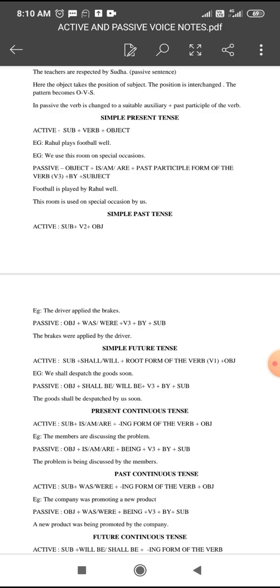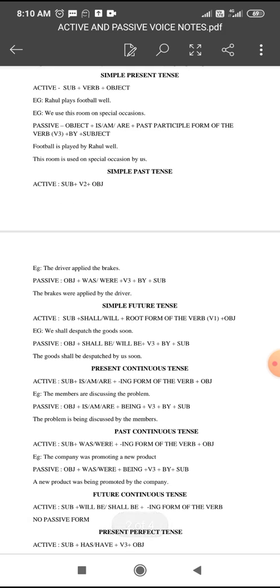In the same way, let's move on to the second example. We use this room on special occasions. So this room is the object. Object always comes near the verb. This room is singular, so is, then V3 is used, and on special occasions by us. By us, that is, we is converted into us.